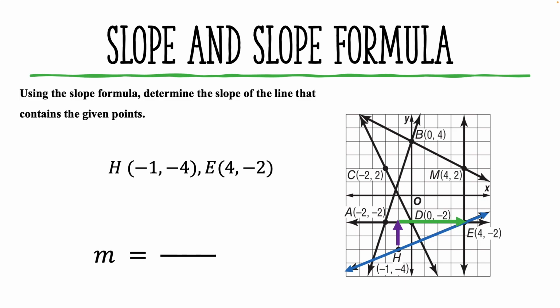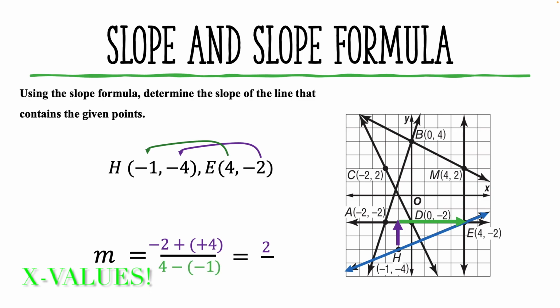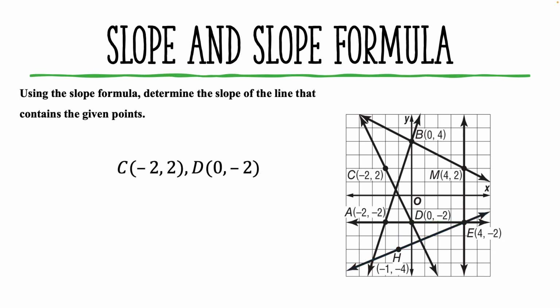So slope equals, now we're going to take the y values, -2 minus -4. And that means we add because we're subtracting a negative. So -2 plus 4 is 2. And then the x values, 4 minus -1, which is 4 plus 1, so 2 over 5. Good, we got it. Let's try another one.